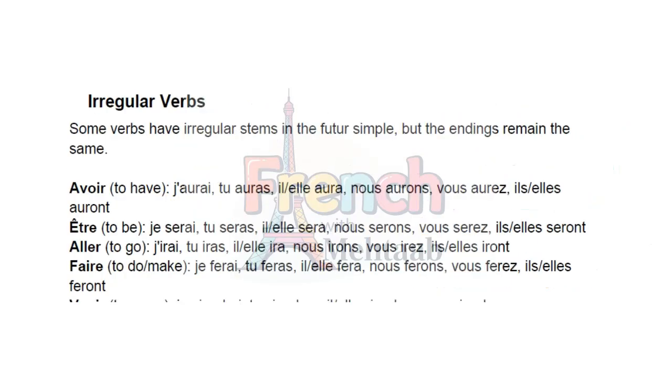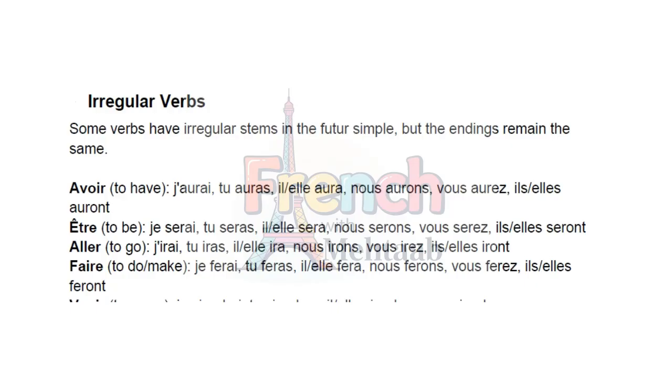So for the irregular verbs, the endings are the same, but the stems of the verb differ. With regular verbs we keep the infinitive form, but the stem in the irregular verbs is different.